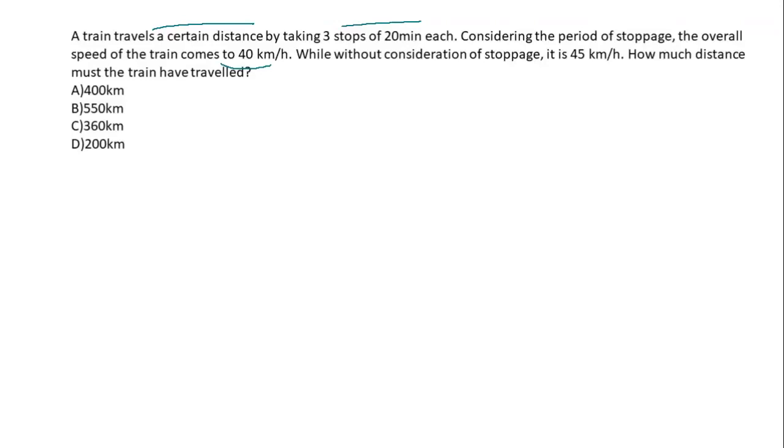The answer should be very easy by now. The train travels a certain distance by taking 3 stops of 20 minutes each. 3 into 20 is going to be how many minutes? 60 minutes.